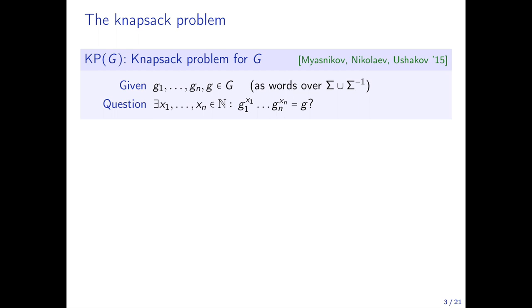In this paper, we look at a more difficult problem, which is the knapsack problem, defined and introduced by Myasnikov and co-authors. Here, the input is a list of group elements g1 to gn and g, again given as words over sigma and its inverses, and the question is whether there are numbers x1 to xn, such that g1 to the x1, g2 to the x2, and so on, is equal to g. The name knapsack comes from the fact that if we use the group of integers, then the knapsack problem is precisely the problem of solving linear Diophantine equations.